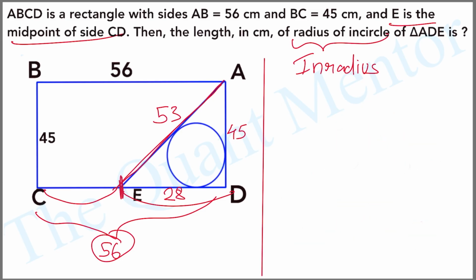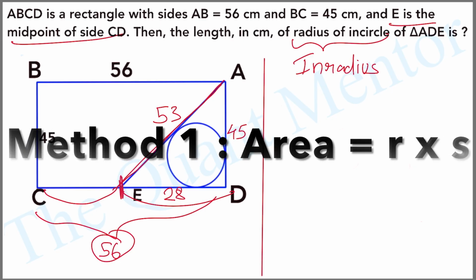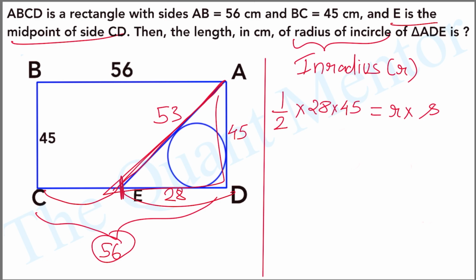Now once you get this part, we have multiple ways of approaching the problem. The first method is using the concept of area in terms of the inradius. For any right angle triangle, the area is always half into the product of perpendicular sides, which is the same as the inradius, small r, into the semi-perimeter. For this right angle triangle, the semi-perimeter would be (53 plus 28 plus 45) upon 2.